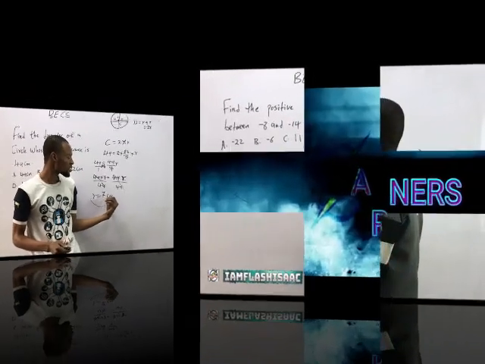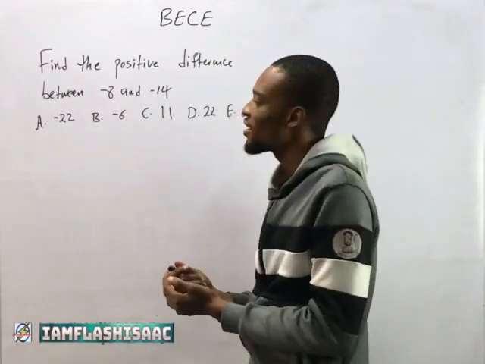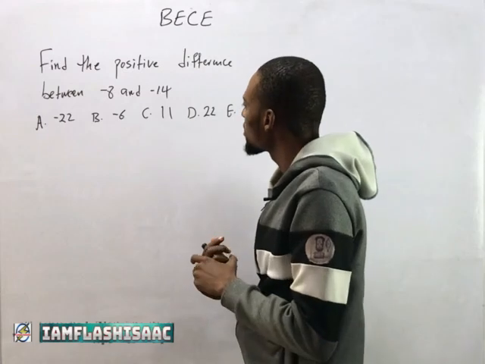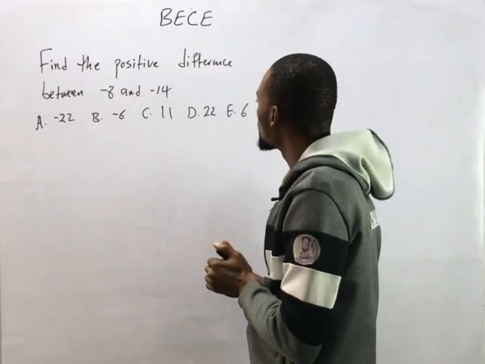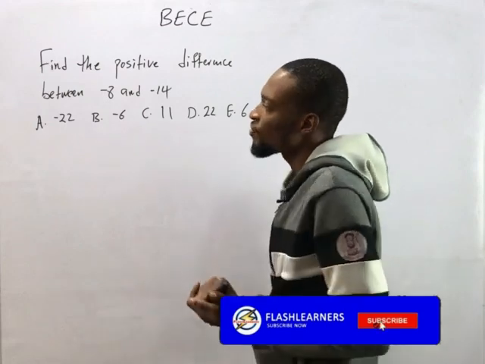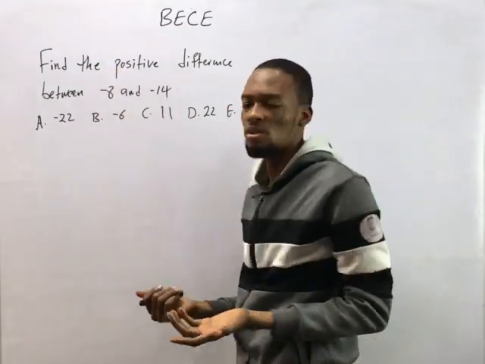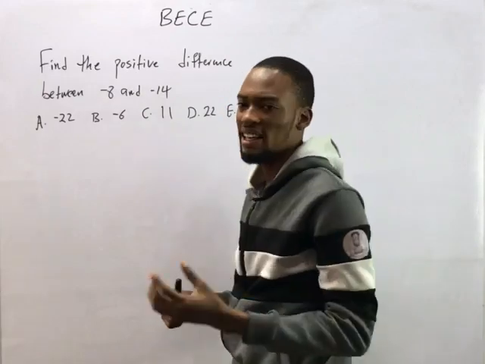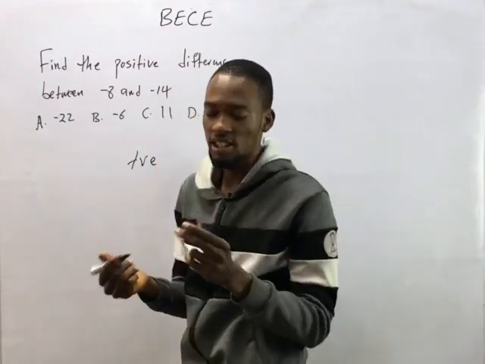So R plus R. Find the positive difference between -8 and -14. A -22, B -6, C 11, D 22, and E 6. Now from the question it says find the positive difference. So this implies that we are looking for an answer that will be positive. That's first thing.